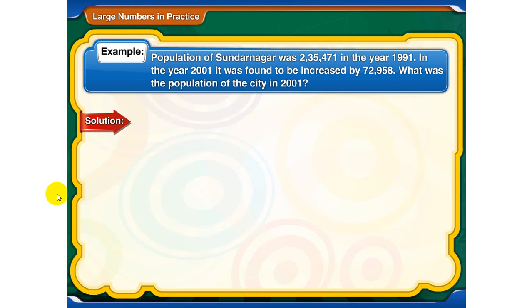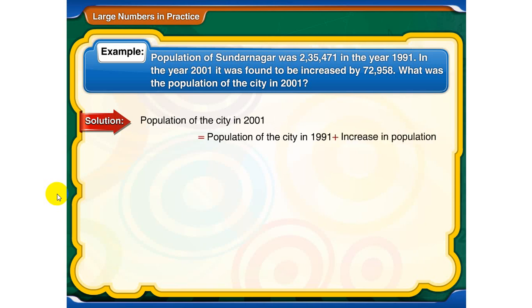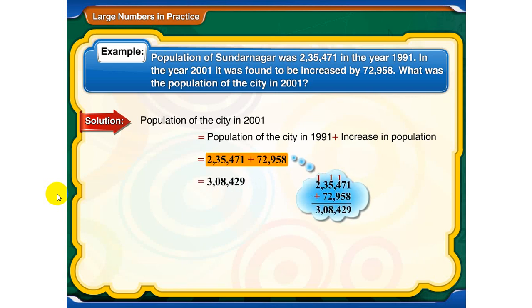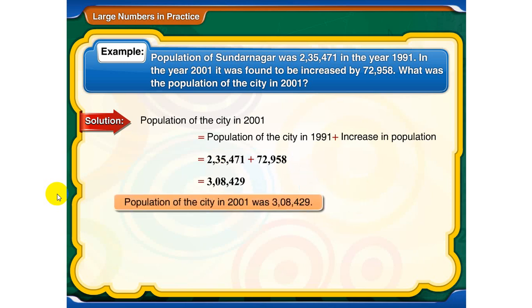Solution. The population of the city in 2001 is equal to population of the city in 1991 plus increase in population, that is equal to 2,35,471 plus 72,958, which is equal to 3,08,429. Answer. The population of the city in 2001 was 3,08,429.